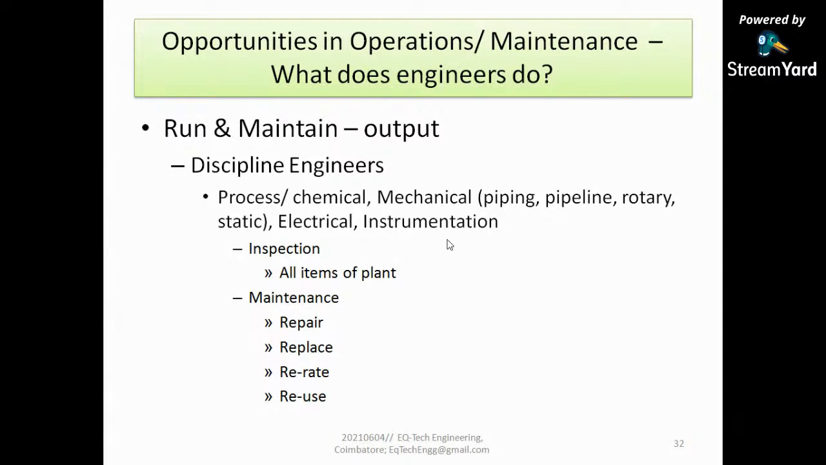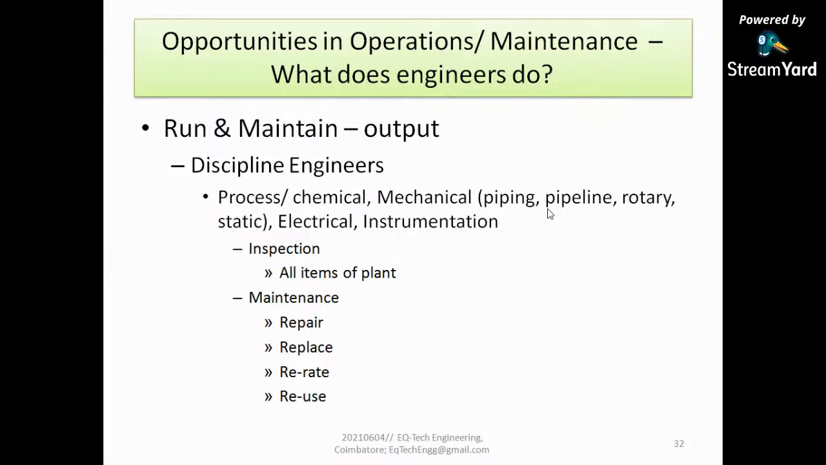Though plants are designed for 20 or 25 years, sometimes they extend the life of the plant for more than 40, 50, 60 years. How do they maintain the plant? Here, in operations also, there are discipline engineers: process, mechanical, electrical, instrumentation. Some civil will be there, but not all will have civil. And importantly, inspection and maintenance teams will be there.